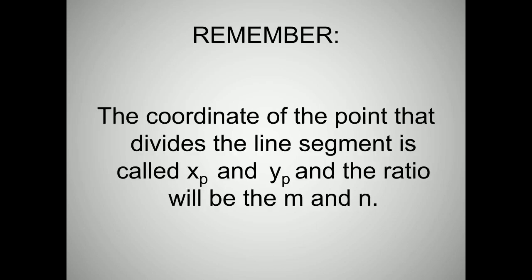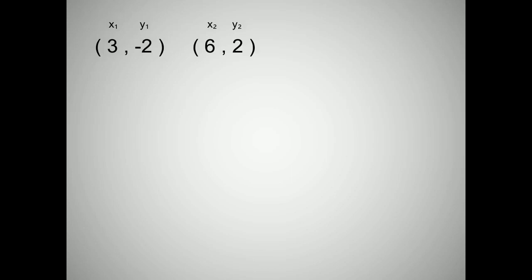Remember, the coordinate of the point that divides the line segment is called x sub p and y sub p, and the ratio will be the m and n. Point 3, negative 2 will be the x sub 1 and y sub 1, while 6, 2 will be the x sub 2 and y sub 2. The ratio will be 1:1 since it will be divided into half.